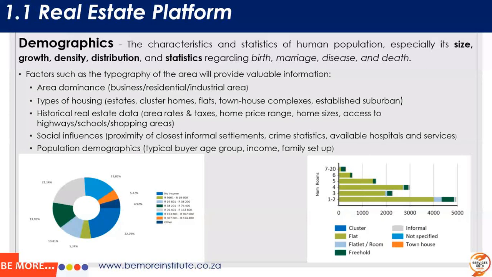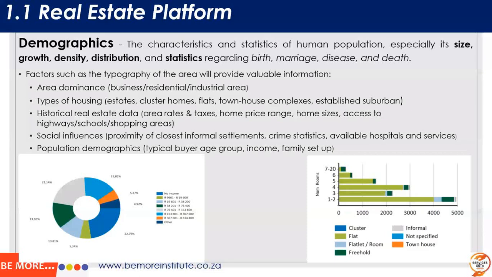If you have chosen to operate in a particular geographical area, you'll need to look at what the area dominance is. Is it mostly business? Is it a residential area? Is it an industrial area? What types of housing, if you are in a residential area? Is it estates? Is it cluster homes? Is it flats? Is it townhouses or established suburbia?